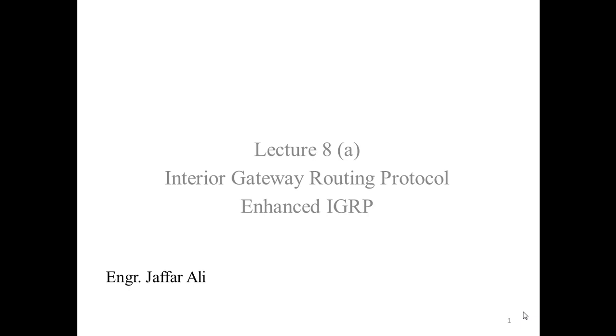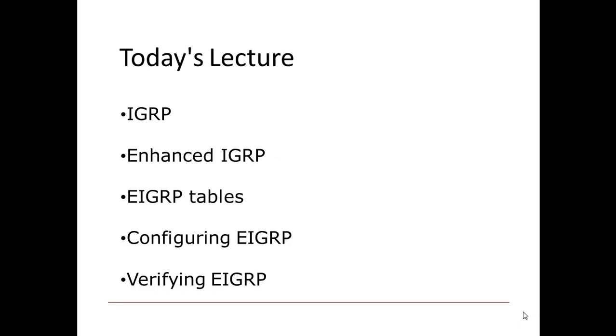There are two more protocols that are used in interior routing, interior gateway routing. The first one is IGRP, that is Interior Gateway Routing Protocol, and the second one is EIGRP, that is Enhanced Interior Gateway Routing Protocol. So let's get started.